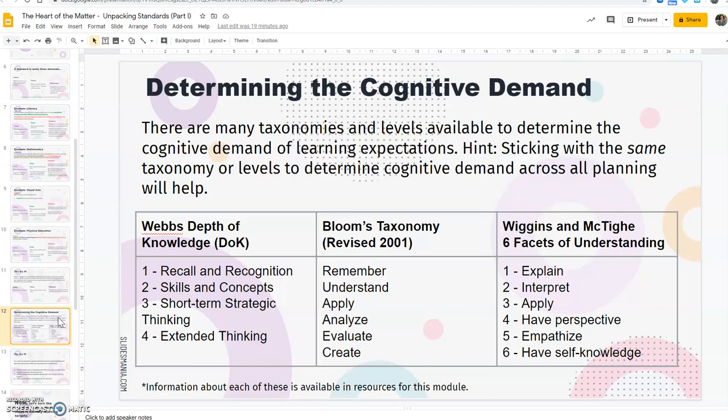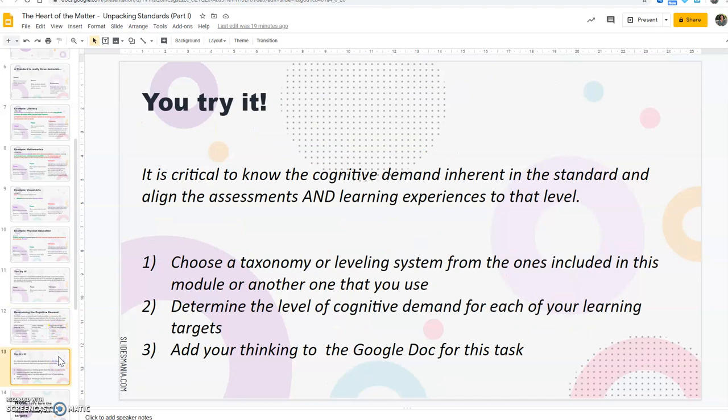So the three that I've included here are Depth of Knowledge from Webb, the Bloom's Taxonomy revised, and Wiggins and McTighe's six facets of understanding. There is additional information available in the additional resources for this module and the readings. So if you feel like you need to know more before you're able to use one of these leveling tools or a different one, please take time to go and read one of the articles that we've included for these three different leveling tools. Otherwise, what we want you to do is try it.